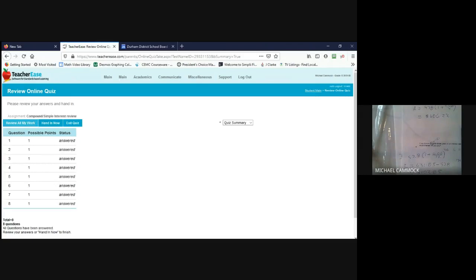Hopefully you can see that in the upper left-hand corner here. But if I'm happy with everything, I'm just going to press submit or hand in now. If you press exit quiz, that means that you haven't submitted your work yet. But I'm going to press hand in now and see what happens. So I can actually review what I've done. Let's just check and see how we did. It gives us a little check mark here to say that we've done it.